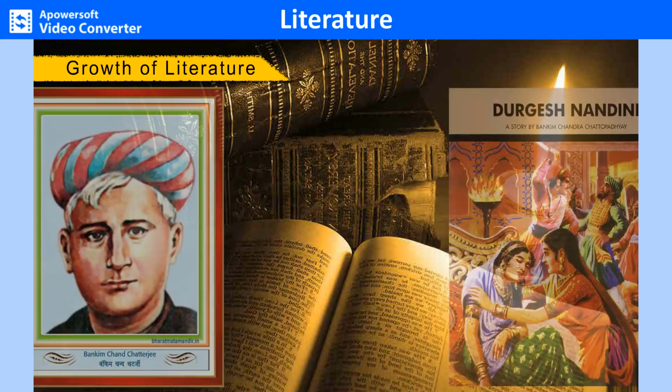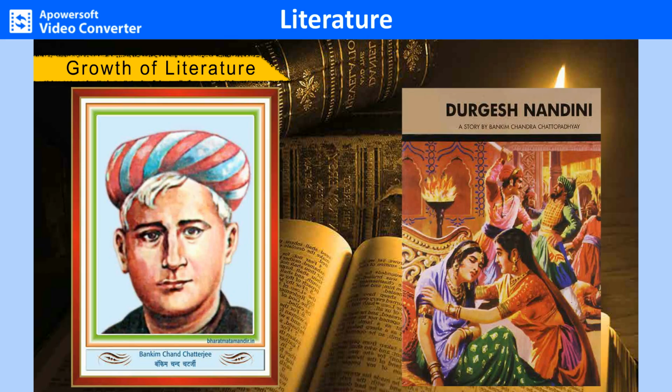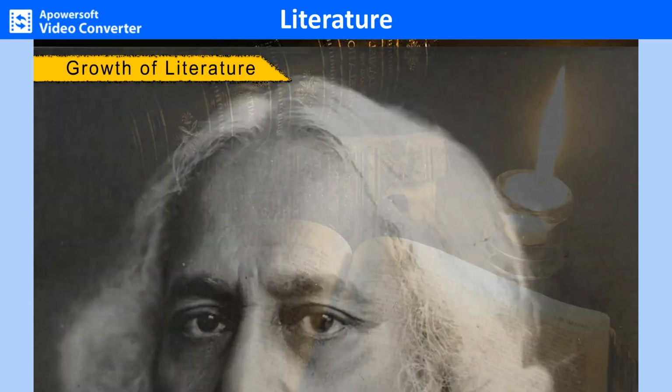Bankim Chandra Chatterjee began his literary journey with Durgesh Nandini, which was published in 1865. India's national song Vande Mataram appears in his most famous novel, Anandamath. Michael Madhusudan Dutt wrote Meghnad Vad, The Slaying of Meghnad, which was based on the Ramayana.